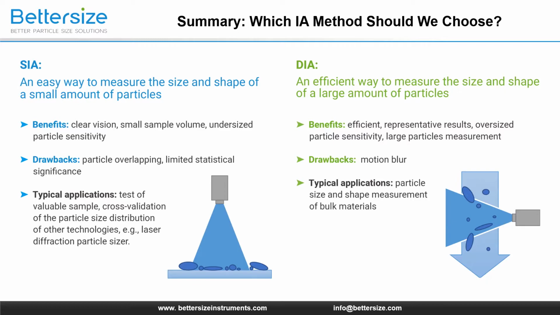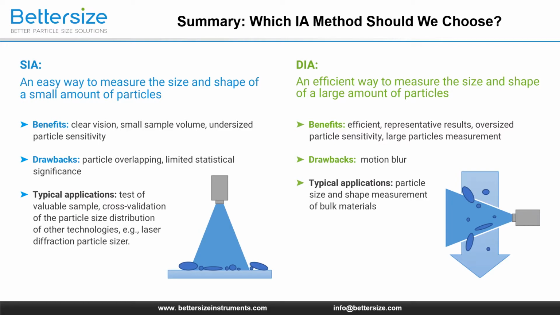With the image of particles, the SIA method is a perfect choice to do cross validation of other particle sizing technologies. For example, if we find some extra large particles in the result of a laser diffraction particle sizer, we can use a static image analyzer to judge whether those large particles are bubbles or agglomerates.